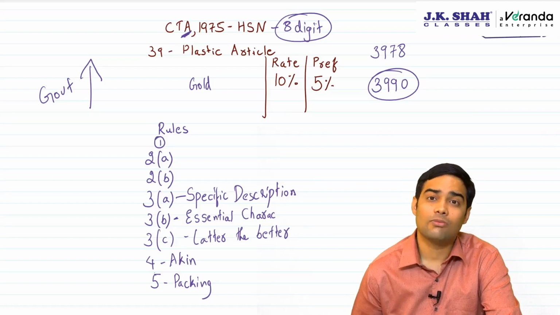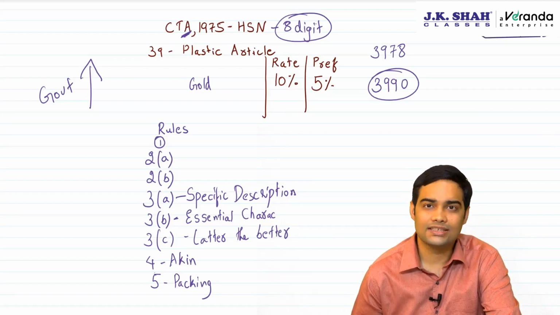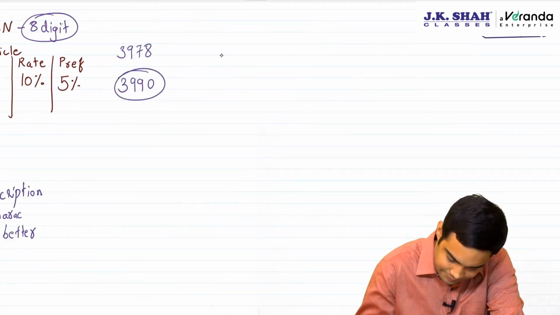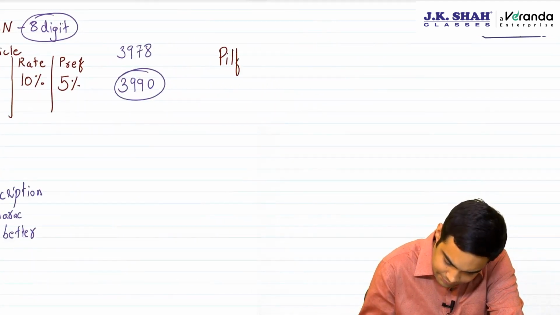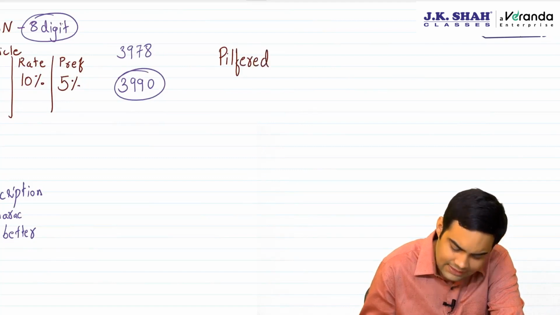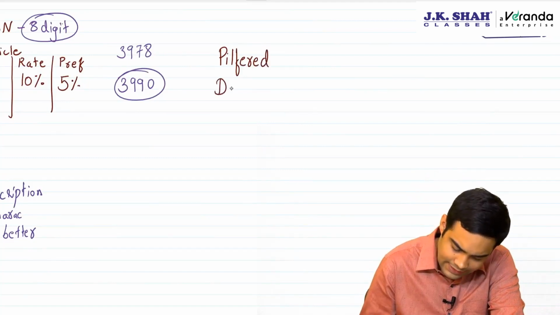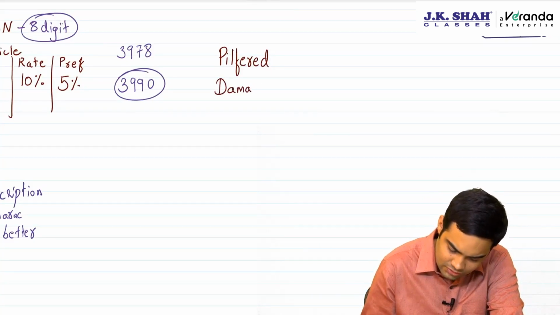Thereafter, let's talk about certain cases where custom duty is not applicable. Now, there are 4 basic cases. Pilfered. Pilfered means theft in small quantity. Damaged or deteriorated.